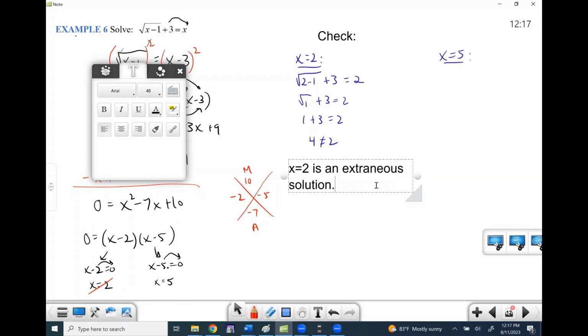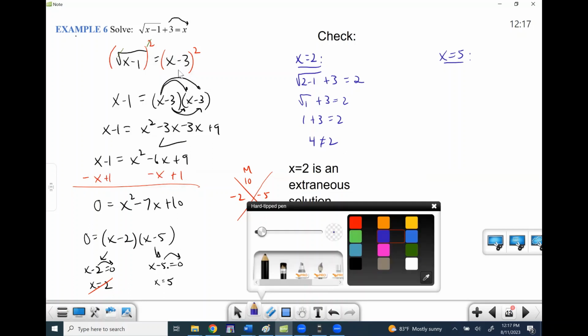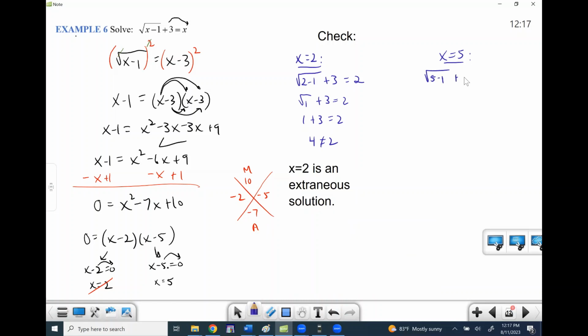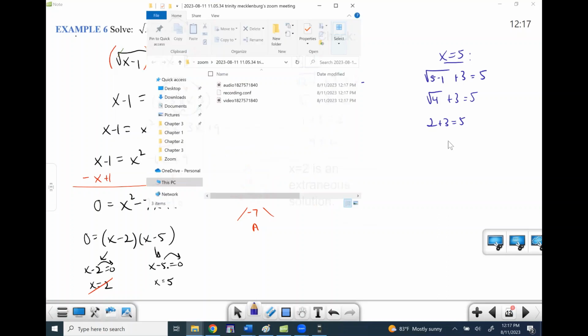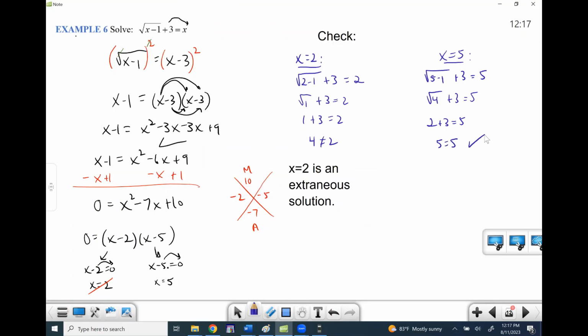Okay, so let's go ahead and try with 5 and see if that works out better for us. Okay, so we're substituting 5 into the original. Five minus 1 is 4. Square root of 4 is 2. 2 plus 3 is 5. All right, so this one checks out, which means we're going to keep x equals 5 as a solution.